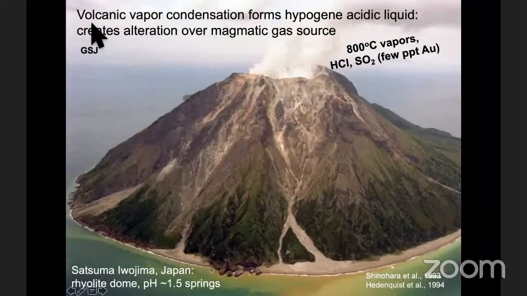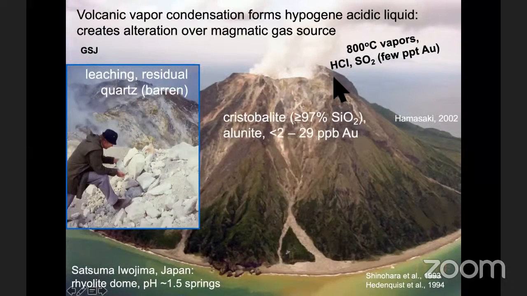Okay, let's look at another active environment where we can see this more easily. This is an island, also a Jeff slide. This is an island in southern Japan, south of the island of Kyushu. It's called Satsuma Iwojima. We have high temperature magmatic vapors with very high HCl and SO2 content. And the alteration produced from these fluids produces this extremely silica-rich residue that was mined for silica flux.